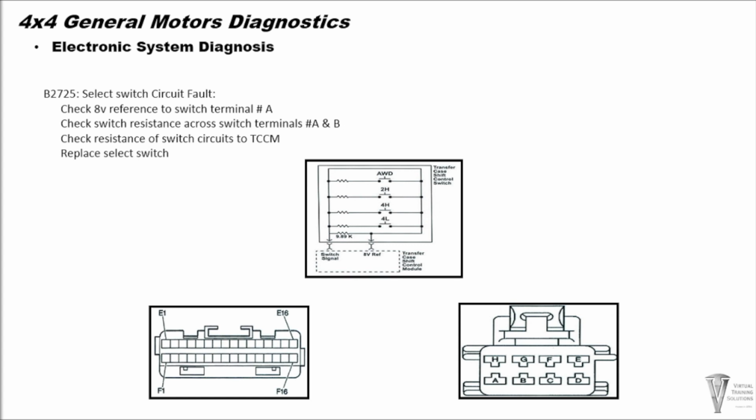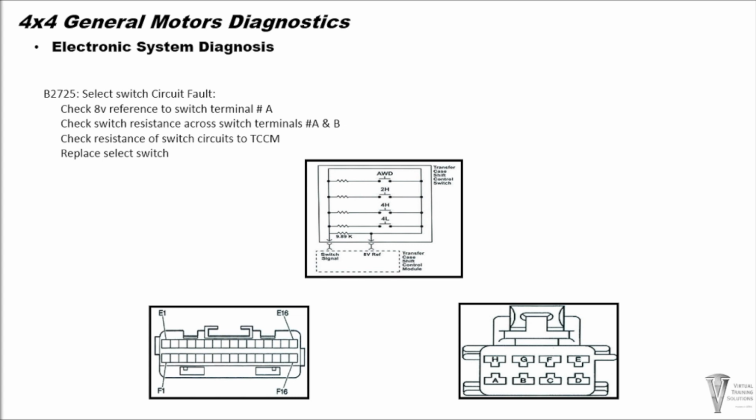The NV236 and 246 system uses an 8-volt reference voltage to its control switch system at terminal number A of the control switch C1 connector. Refer to your 4x4 system wiring schematic for your specific vehicle. If you do not have the correct voltage at the control switch, a circuit check would be recommended.